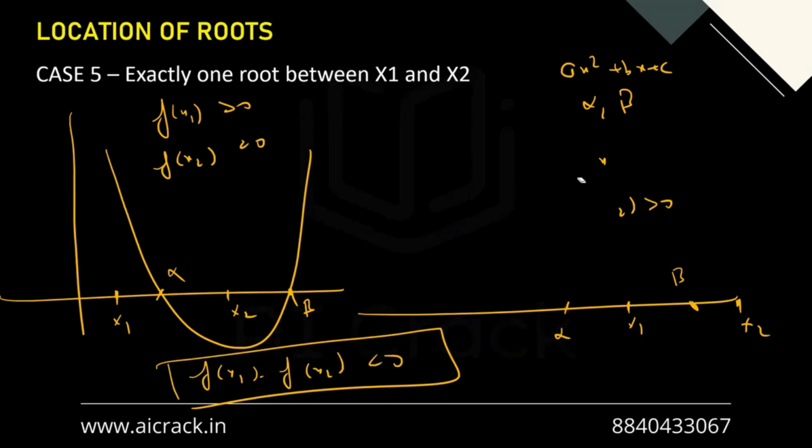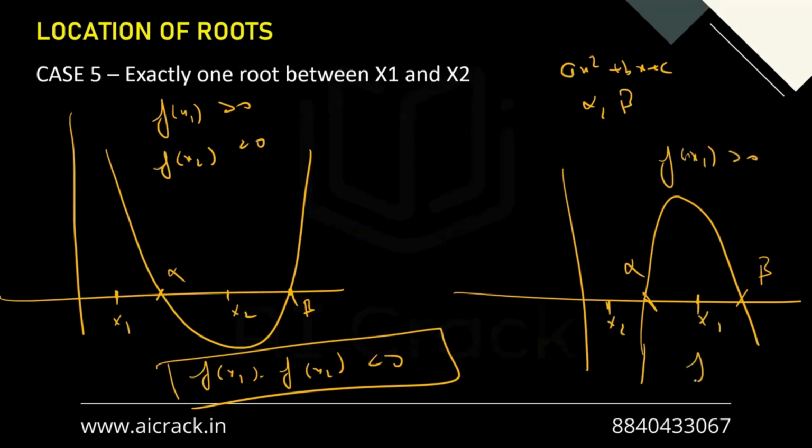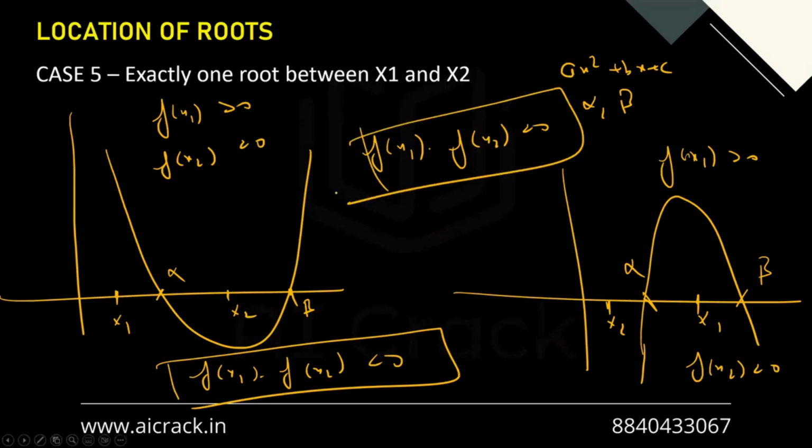Now, what if we want to try this for a downward facing parabola? Let's say we have this downward facing parabola. This is alpha, this is beta, this is x1, and this is x2. I can see that over here f of x1 is positive and f of x2 is negative. If we take the product of both of them, we'll still get f of x1 dot f of x2 as less than 0. So we can see that this one condition is common for all types of parabola.